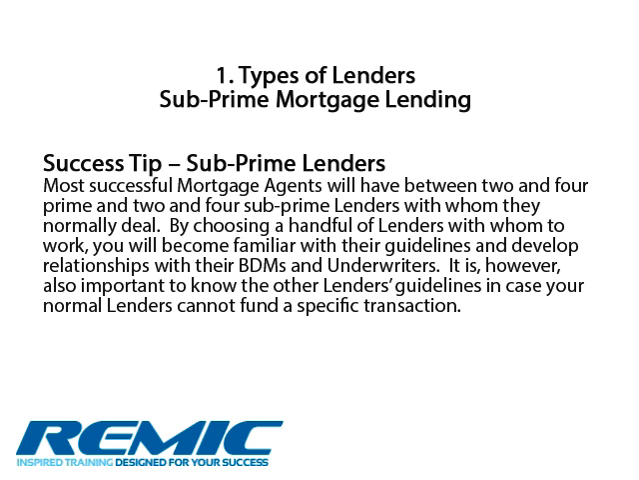Success tip: subprime lenders. Most successful mortgage agents will have between 2 and 4 prime and 2 and 4 subprime lenders with whom they normally deal. By choosing a handful of lenders with whom to work, you will become familiar with their guidelines and develop relationships with their BDMs and underwriters. It is, however, also important to know the other lenders' guidelines in case your normal lenders cannot fund a specific transaction.